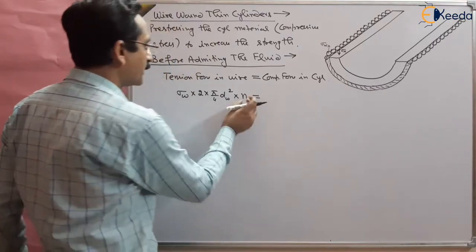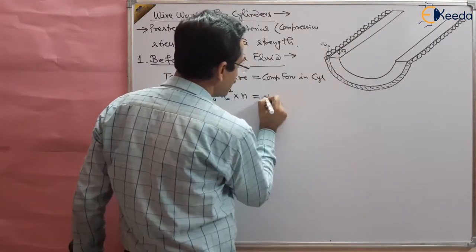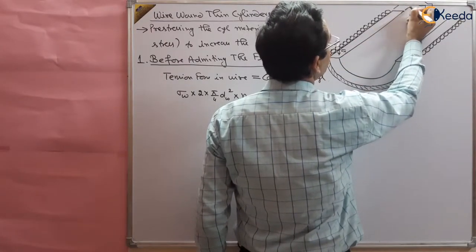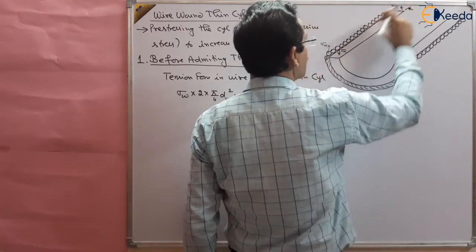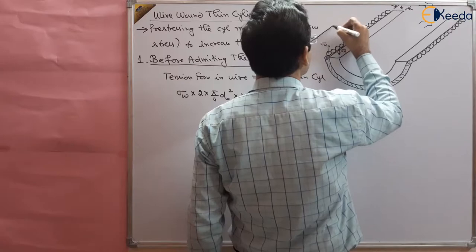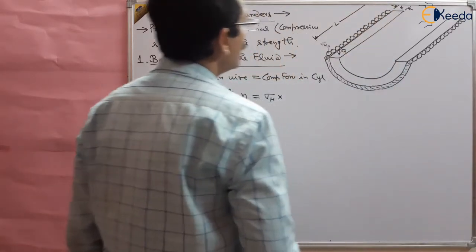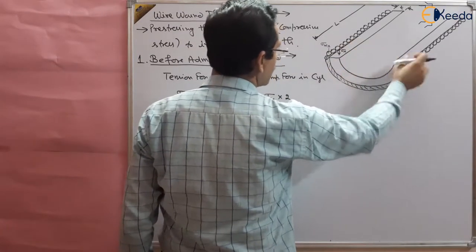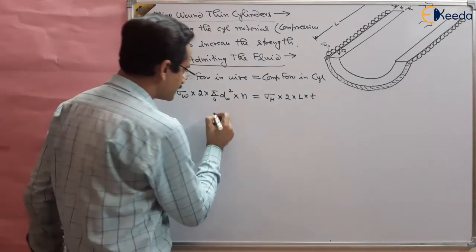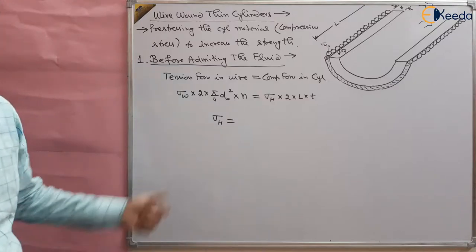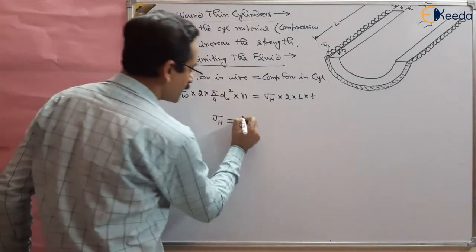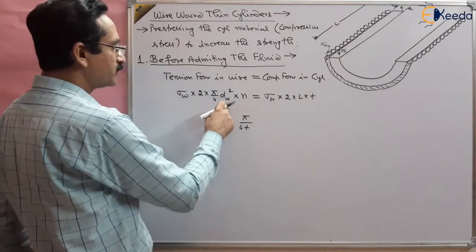How many turns are there? This multiplied by the number of turns will be equal to the compressive force developed in the material, that is sigma h multiplied by the thickness t multiplied by l. The thickness t acts on this area, and l is the length of the wire. This will be 2 times l multiplied by t, because there are two sections. So from here we can find the hoop stress: sigma h can be found by solving it. The 2 cancels, and it comes out to be pi by 4t, dw square.